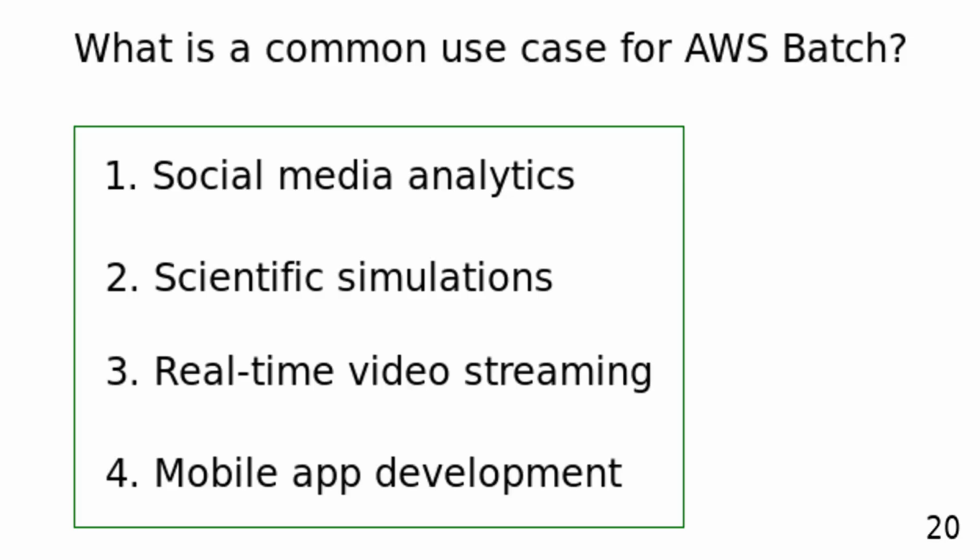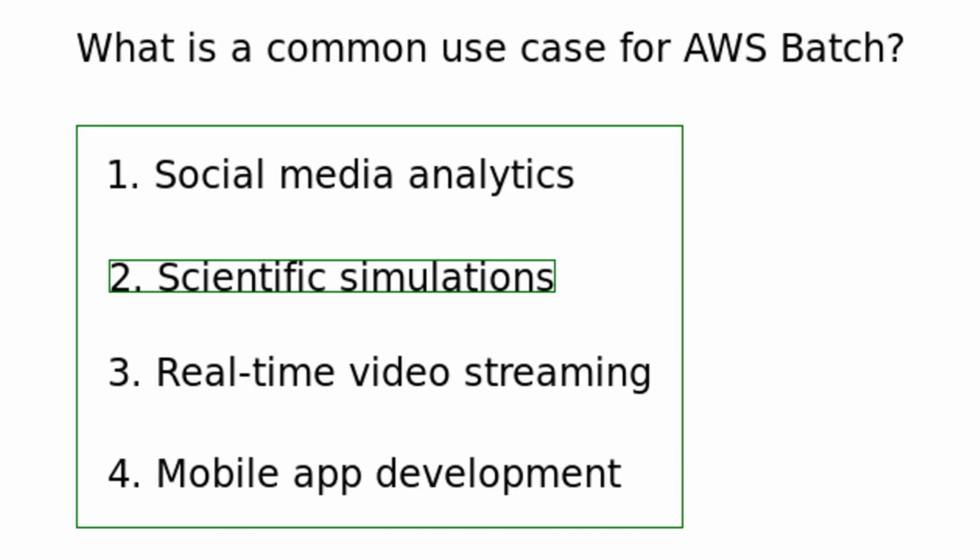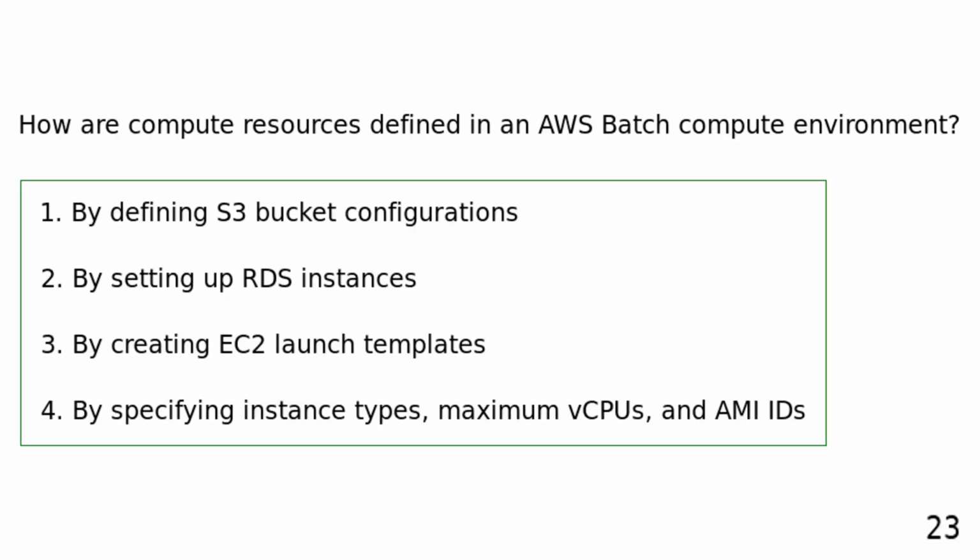Social media analytics. Scientific simulations. Real-time video streaming. Mobile app development. AWS Batch is commonly used for scientific simulations, which often require processing large volumes of data and complex computations. How are compute resources defined in an AWS Batch compute environment?